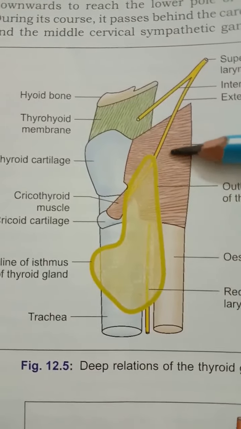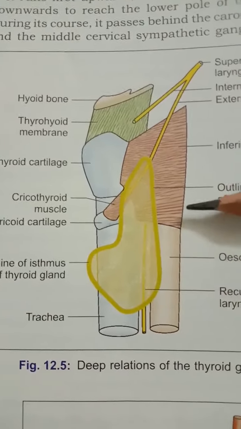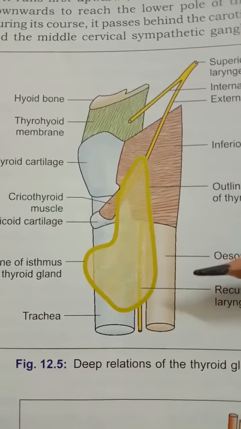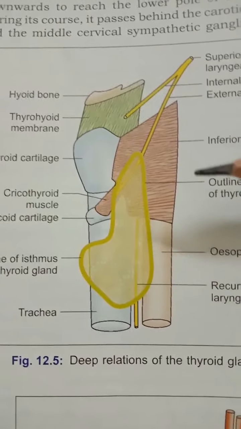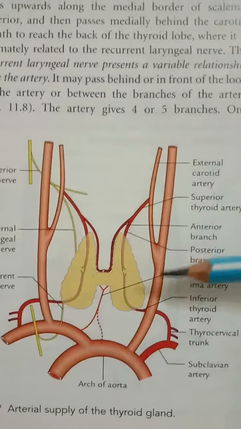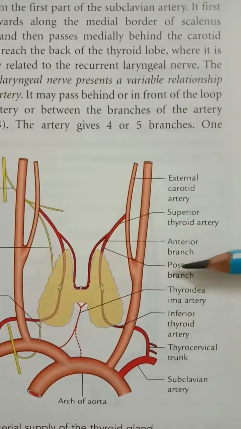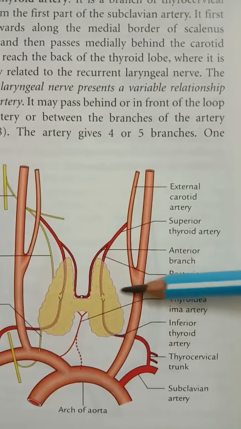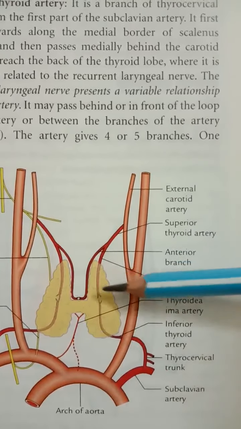Then the posterior border. It is thick and rounded, and separates the medial and the posterolateral surface, and it is related with the arterial anastomosis between the superior and the inferior thyroid artery. Here in this diagram you can see the anastomosis of the superior thyroid artery and the inferior thyroid artery. This is the anastomosis.